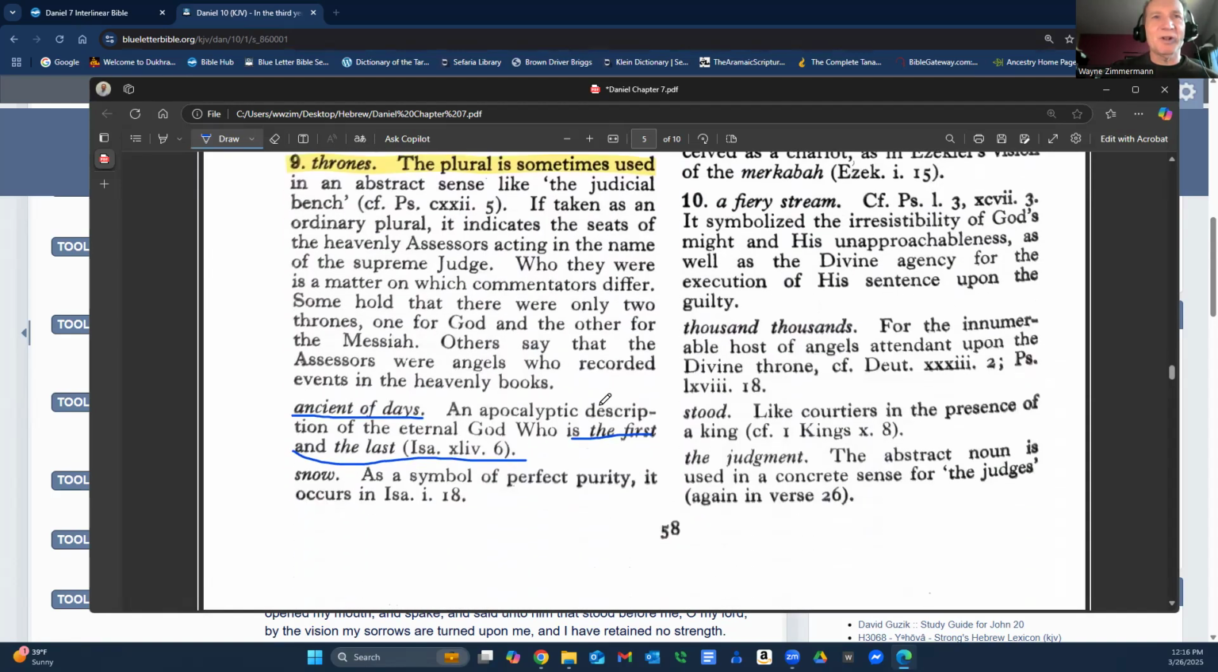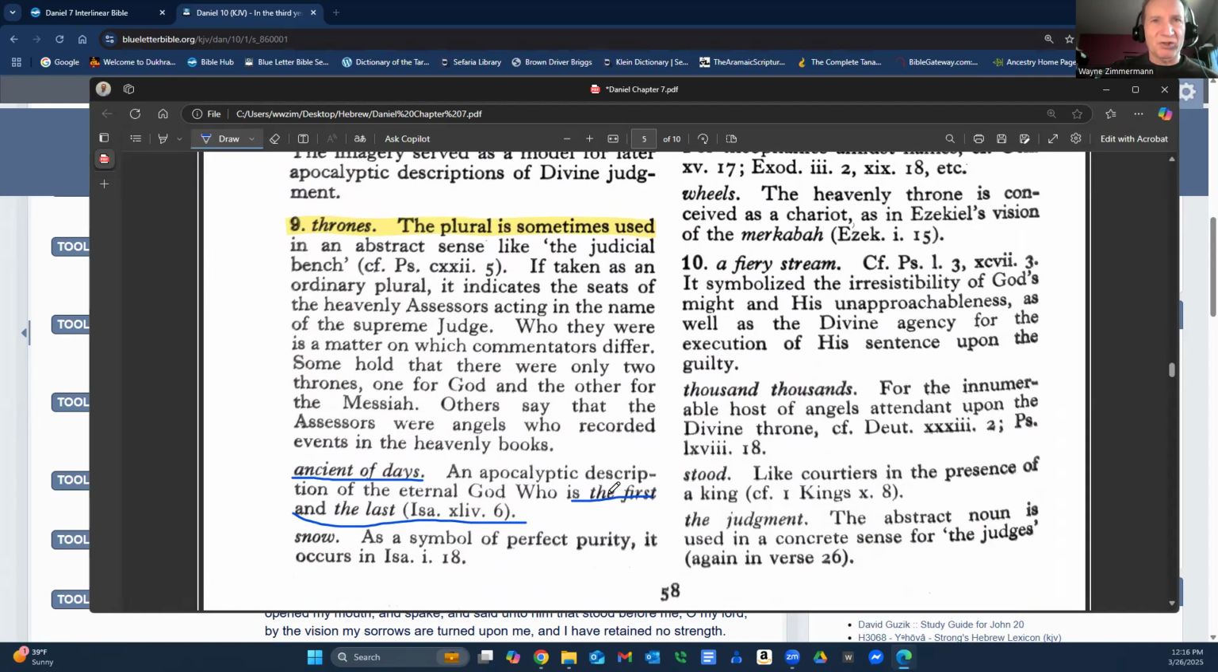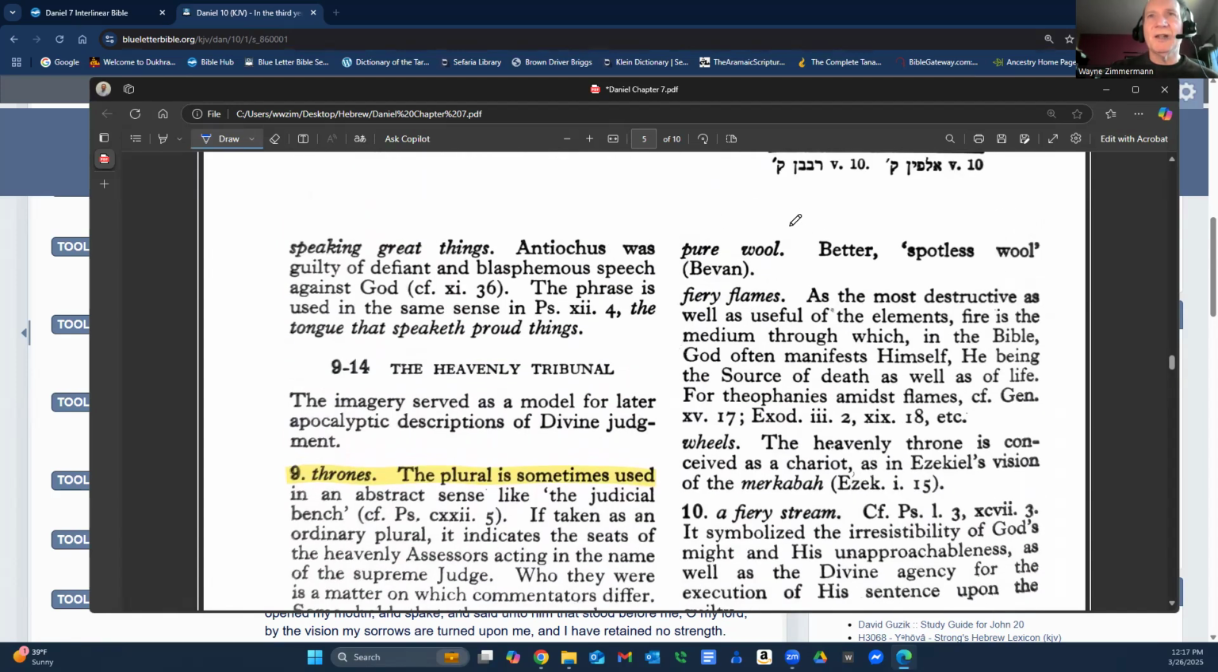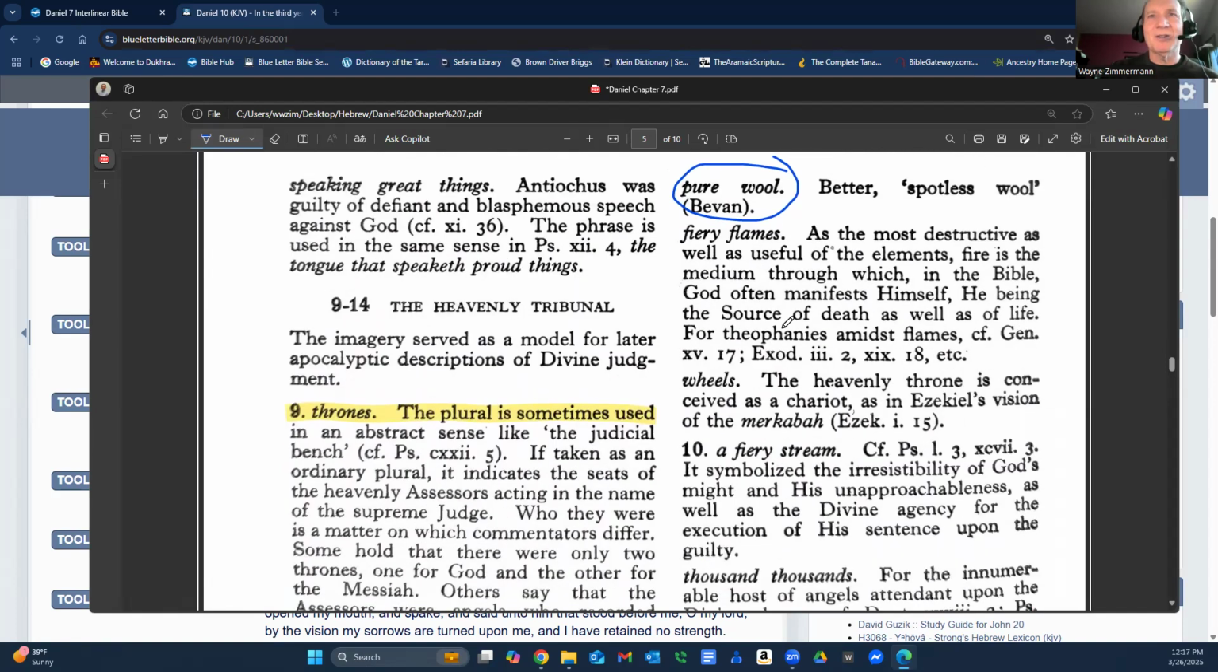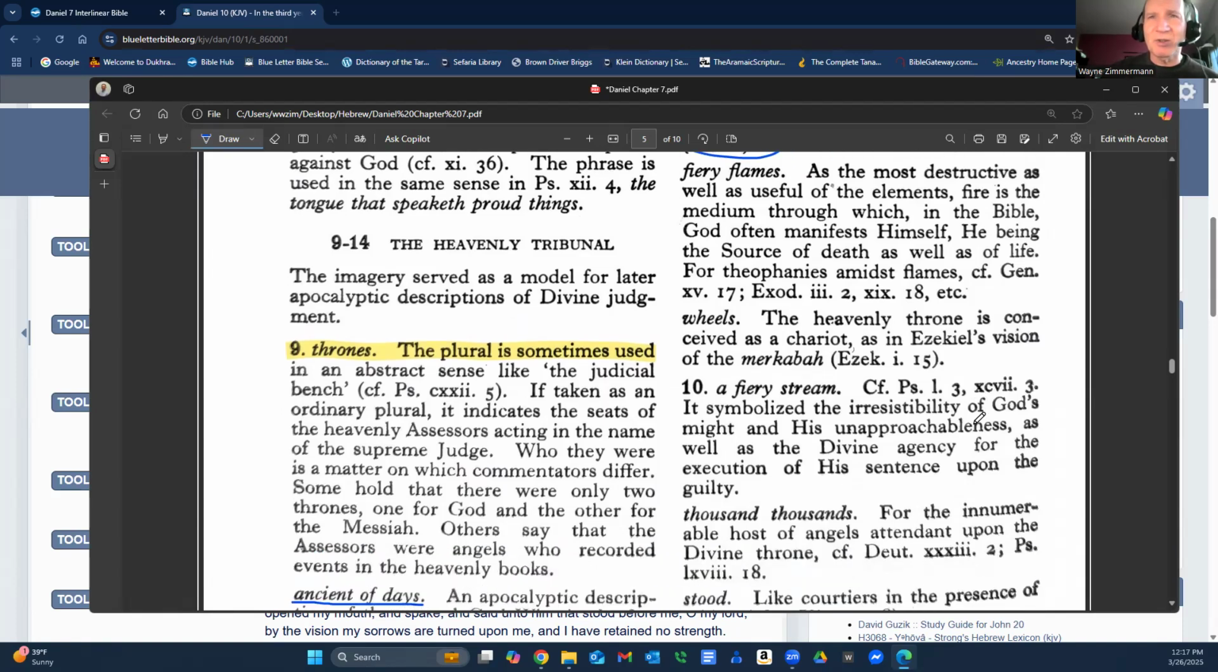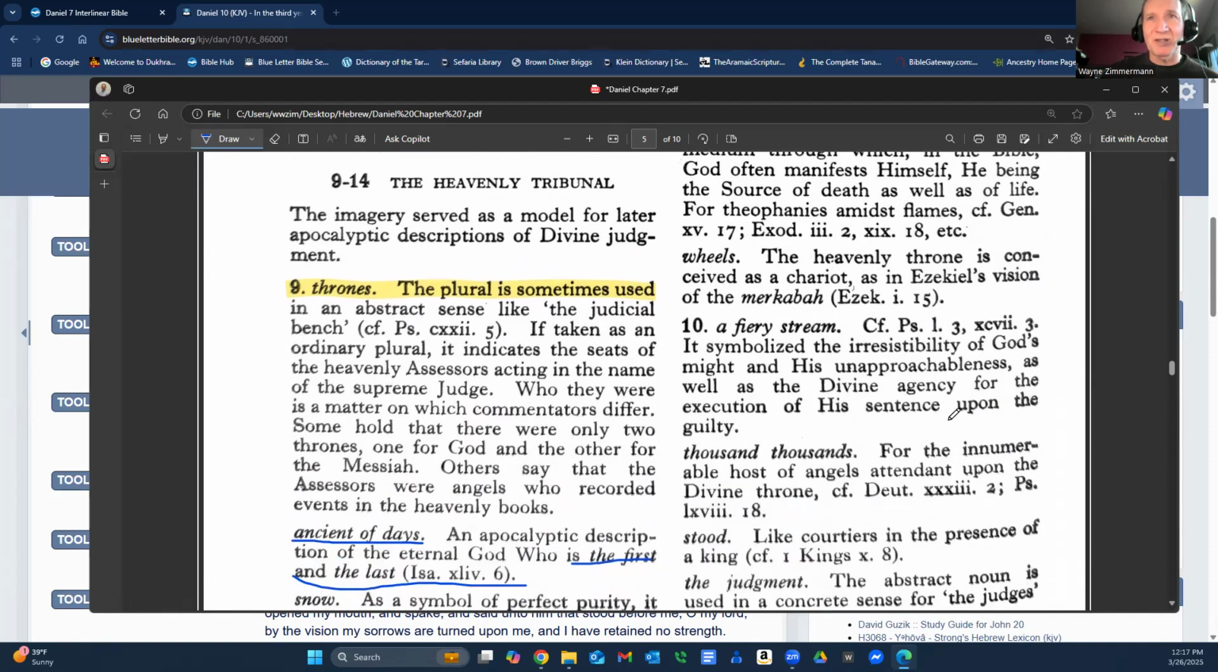Then a description of his garments, like snow, of purity, and then the other one of pure wool. So this is very interesting. It talks about the wheels and the flames and the comparison here to these wheels as in Ezekiel's vision. The book of Ezekiel is also another incredibly fanciful and fantastic read of the symbolism and of the imagery that he has experienced. Again, quite something to read that.